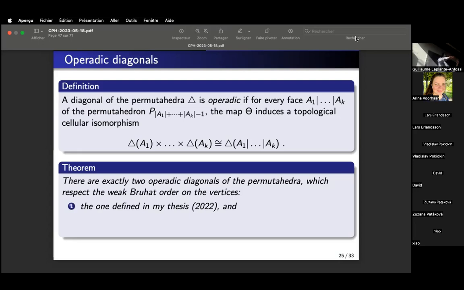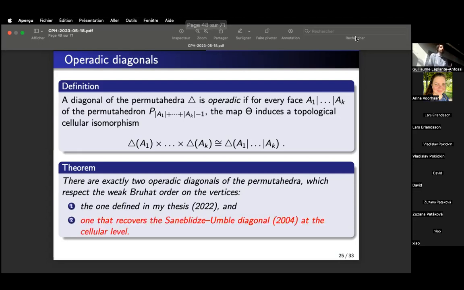But if you don't ask for this, I mean, the permutahedron is really symmetric. So up to symmetries of the permutahedron, there's only 2. And so there's one, of course, that I studied, and there's a second one, and this is 10 pages of the paper, but I won't give more details about this here today. But we are able to recover the first construction of a diagonal by Saneblidze and Umble, and they did it by a very different method.